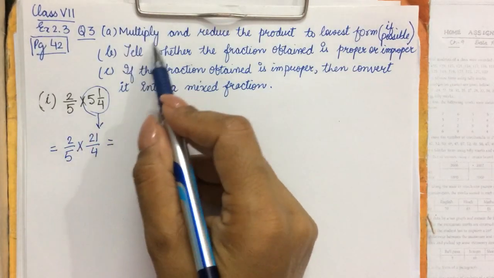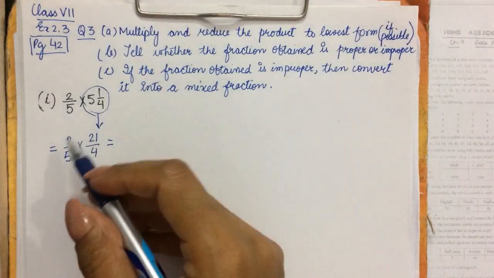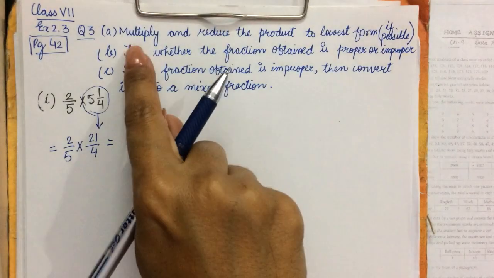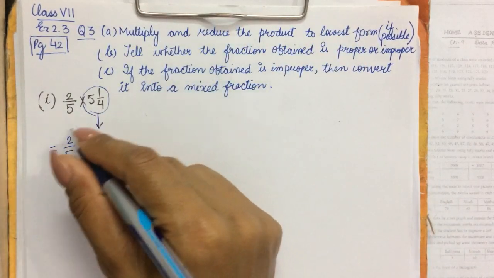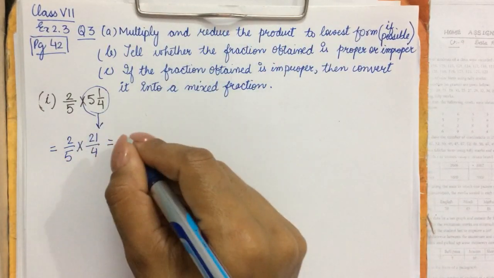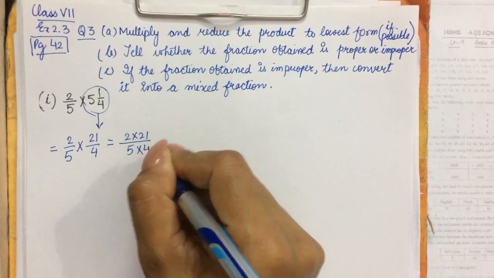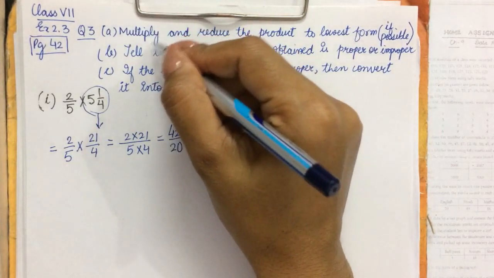Now you can first multiply and then do the cutting, or you can do the opposite. You can cancel first and then multiply. I'm just following this, multiplying first and then reducing to lowest terms. Multiplying the numerators, 2 into 21. Multiplying the denominators, 5 into 4. This gives me 42 by 20. So I've done the multiplication.